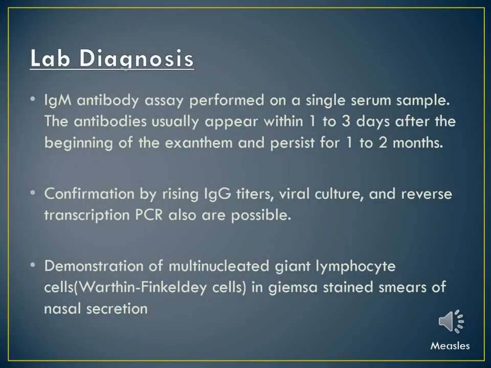Now I'll be explaining about the lab diagnosis. First of all, an IgM antibody assay can be performed on a single serum sample. The antibodies usually appear within 1 to 3 days after the beginning of the exanthum and persist for 1 to 2 months. Confirmation by rising IgG titer, viral culture, and reverse transcription polymerase chain reaction (PCR) are also possible. Demonstration of multinucleated giant lymphocyte cells, also known as Warthin-Finkeldey cells, in Giemsa stained smears of nasal secretion can also be done.